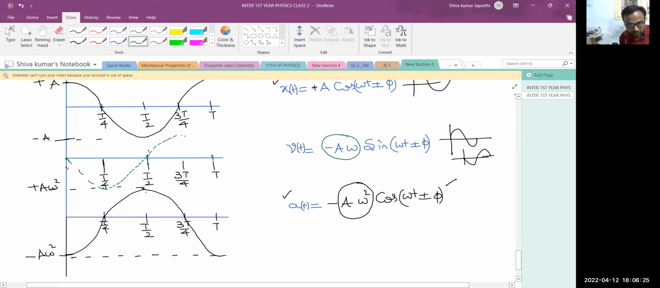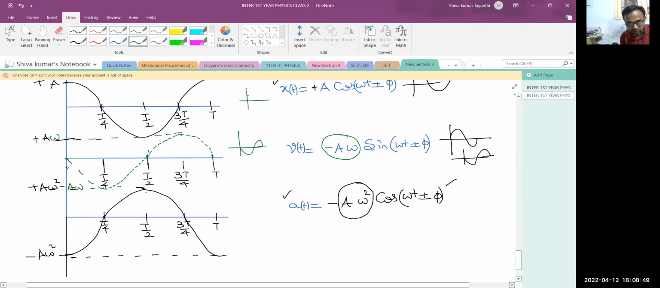Here it will achieve maximum. So like this. So this is your extremum. Minus A omega. And this is plus A omega. And this is your minus A omega. Understood? So this is how it is. This is the reverse sine wave. That's all.